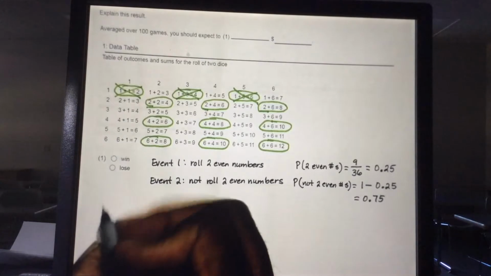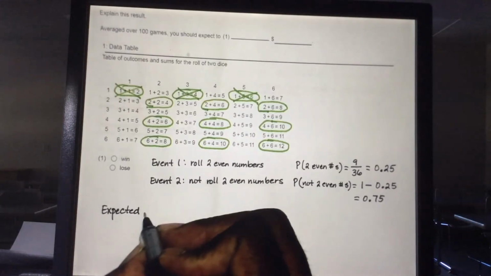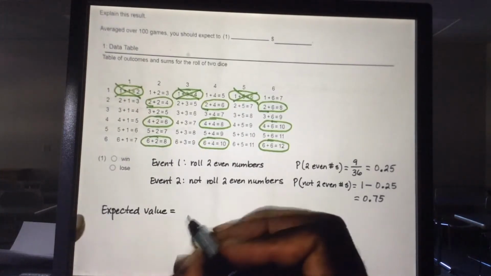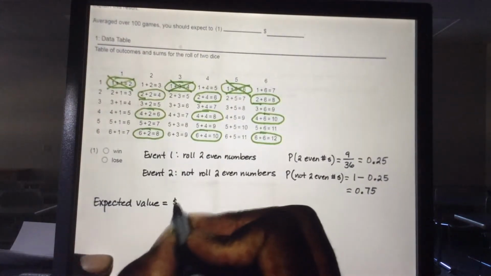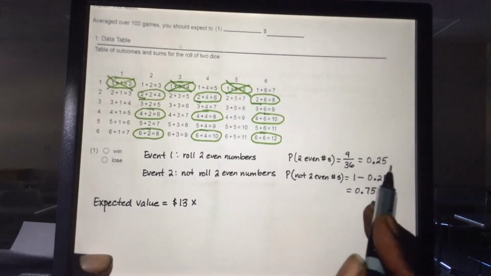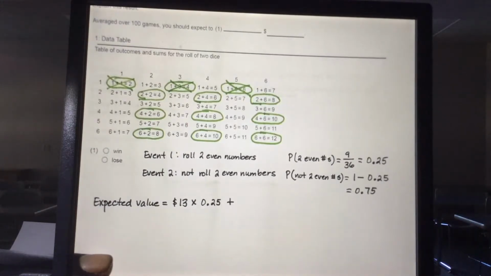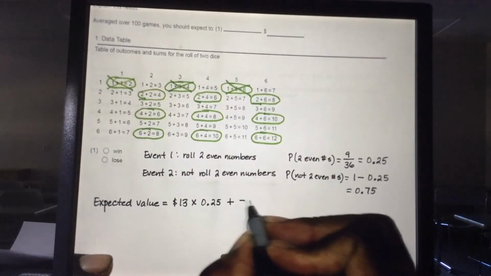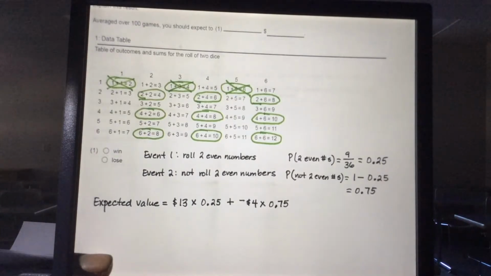All right, now let's find the expected value here. That's going to be this. If we win, let's go back up here. If we win, we get $13. And if we fail, we lose $4. So here, that's going to be the $13 times the probability of getting two even numbers. That would be 0.25, added to. Now, if we lose $4 if we fail, that 4 has to be a negative 4 times the probability of not getting two even numbers. That's 0.75.